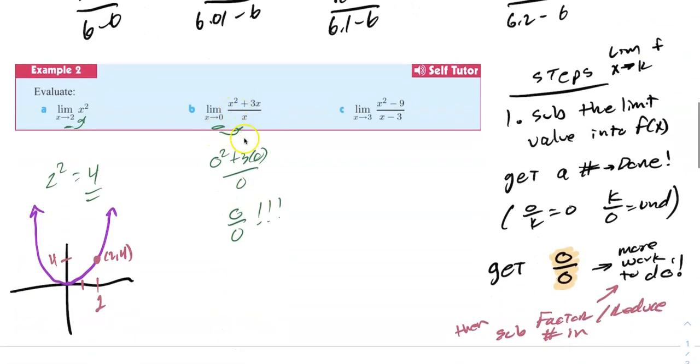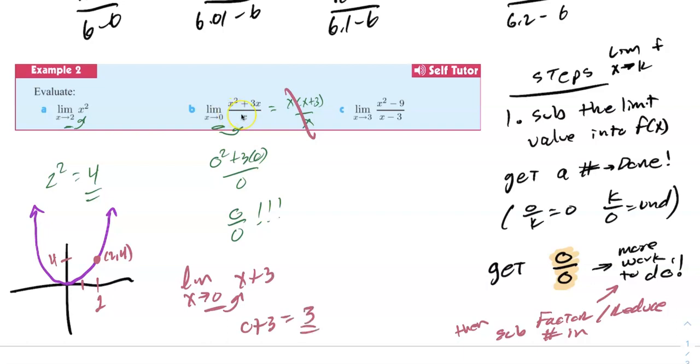So, like, oh, I got 0 over 0. It doesn't work. Let's fix it. I'm going to factor x plus 3 over x. These cancel out. And now I have the limit as x approaches 0 of x plus 3. Substitute that 0 in, and you get 0 plus 3 equals 3. That's the limit of this function right here. It'll be the same thing on the next one.